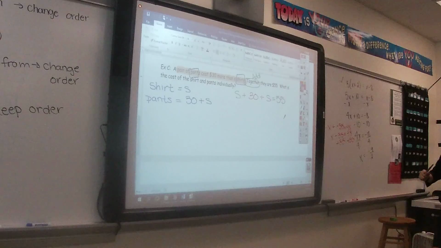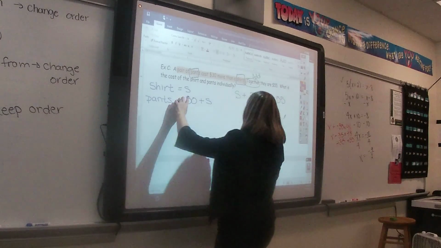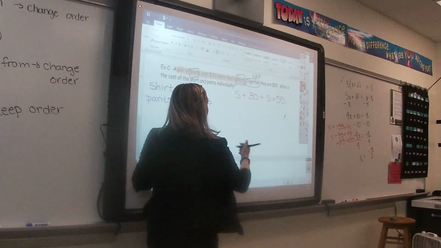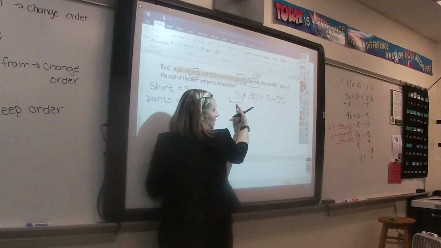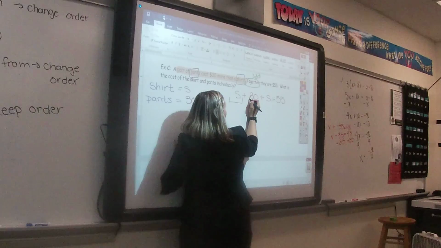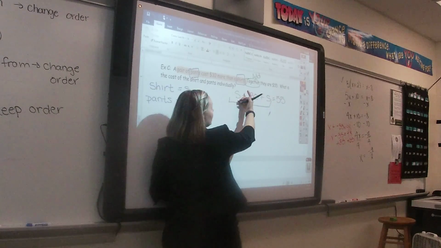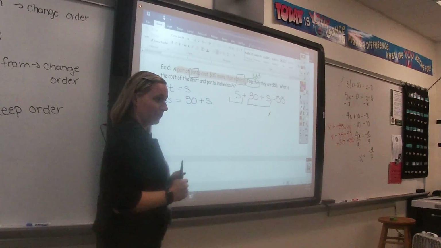Wait, I just spaced out. Okay, it's okay. So we'll do it one more time. To find the total, we want the shirt plus the pants. So this right here is my shirt, which is S. And this right here is my pants, 30 plus S. And together, I'm adding them.